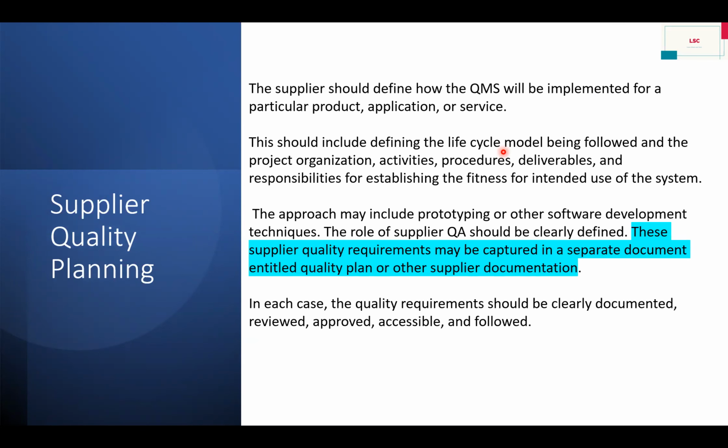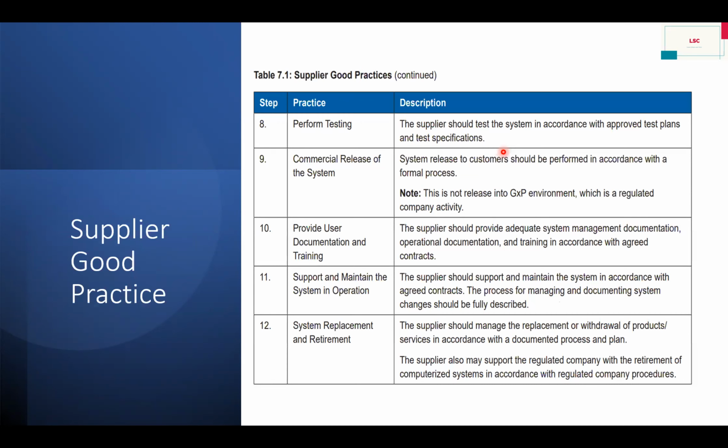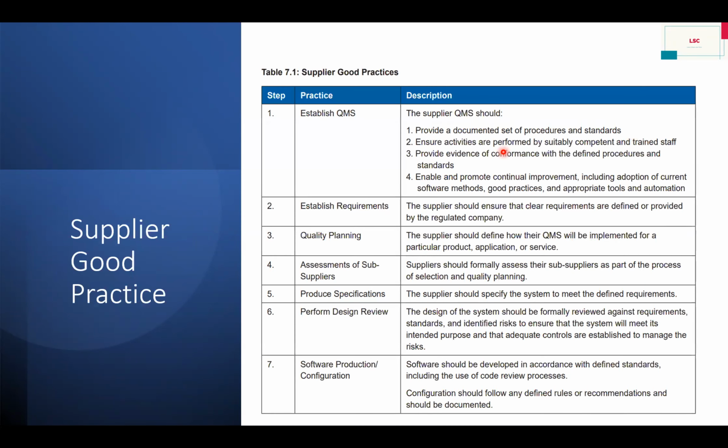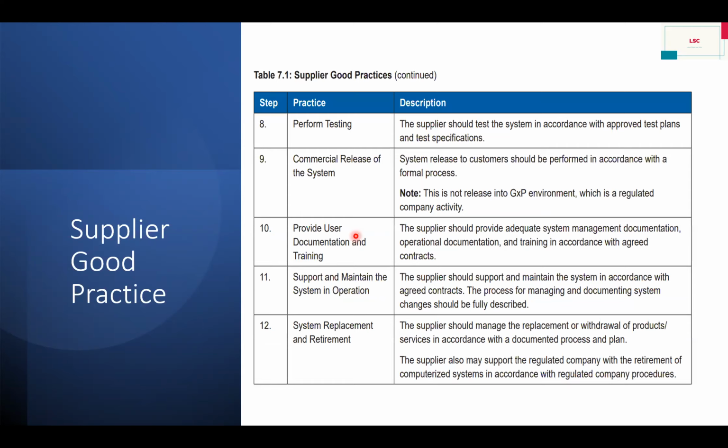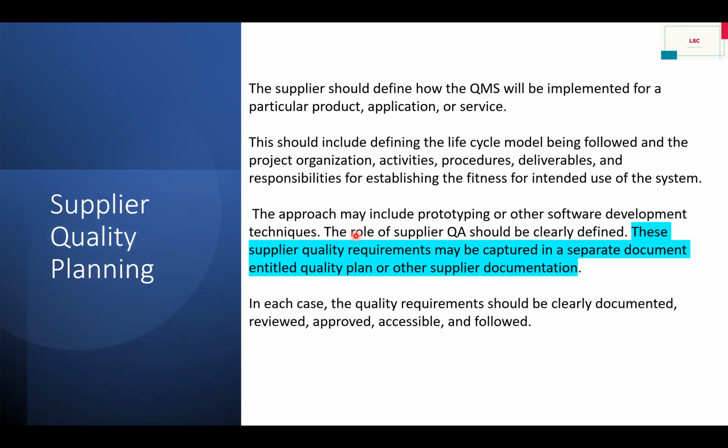Now, supplier quality planning. This is the third one, the quality planning. So what is the quality planning? The supplier should have defined how the QMS will be implemented for the particular product, application, or service. This should include defining the lifecycle model being followed and the project organization, activities, procedures, deliverables, and responsibilities for establishing the fitness for intended use of the system.